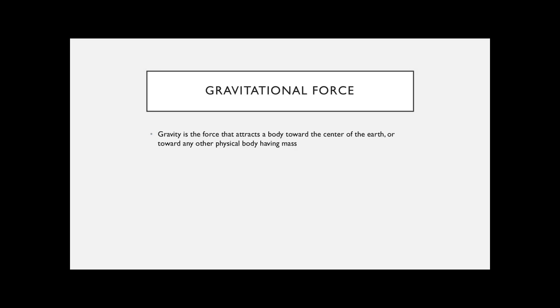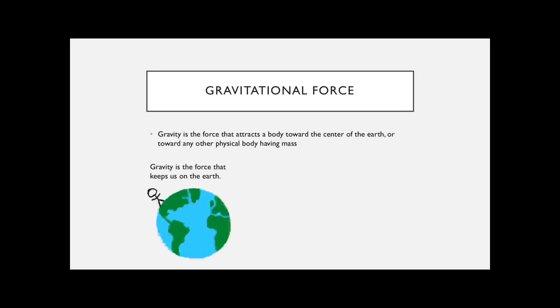Gravity is the force that attracts a body toward the center of the earth or toward any other physical body having mass. Gravity is the force that keeps us on the earth. It is the force that makes an apple fall from a tree. Gravity is considered on a macro scale and is the weakest of the four fundamental forces. This is surprising because gravity is what holds the moon in orbit of the Earth and even holds the Earth in orbit around the solar system.